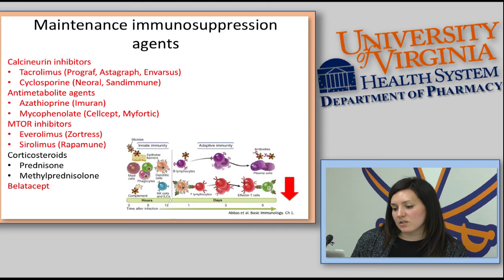So where do these medications work in terms of the immune system? So everything highlighted in red would act on the T cells. These would decrease the amount of T cell response that's allowed to happen to the donor organ.